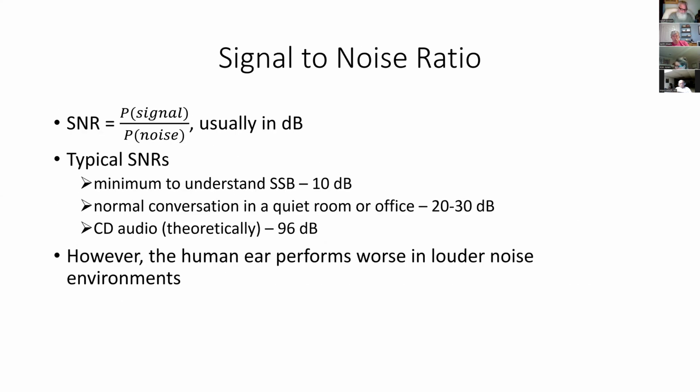Signal to noise ratio is usually the signal power divided by the noise power. And it's usually expressed as a power ratio in decibels, which is logarithmic. So 10 decibels is a power ratio of 10, 20 decibels is a power ratio of 100, 30 decibels is a power ratio of 1,000. And we're going to talk about this in much more detail next week.